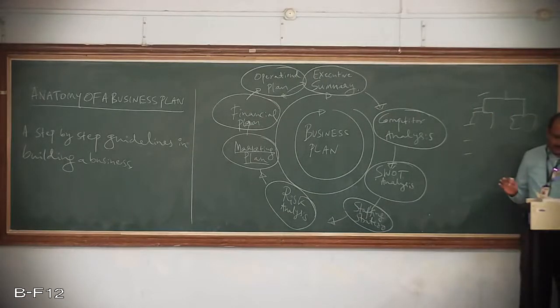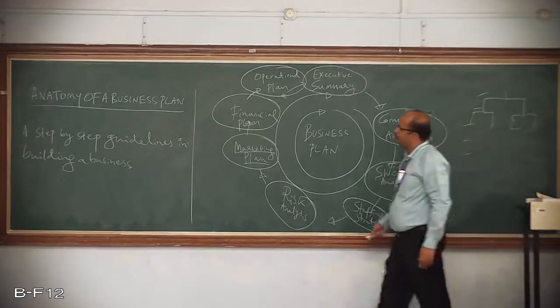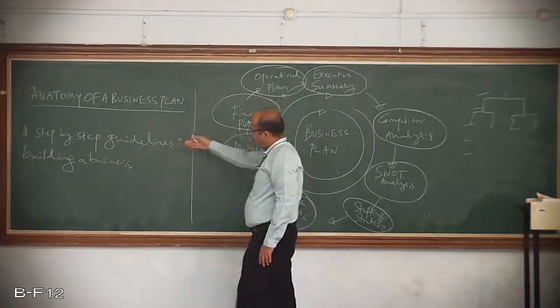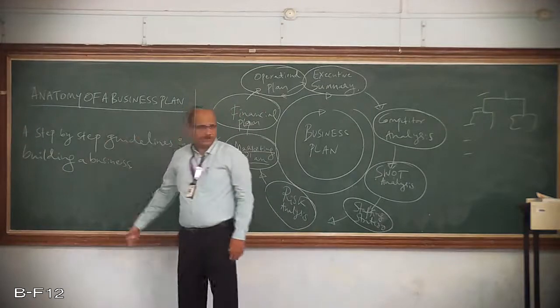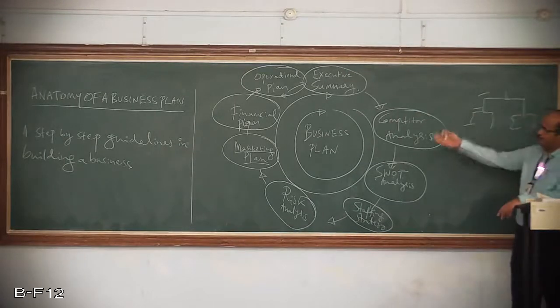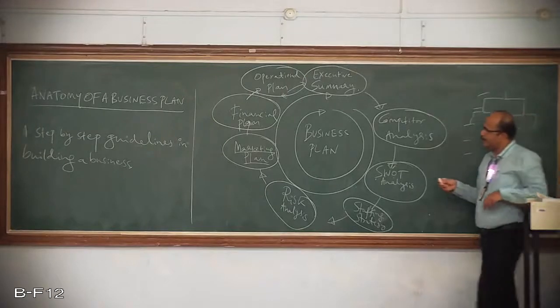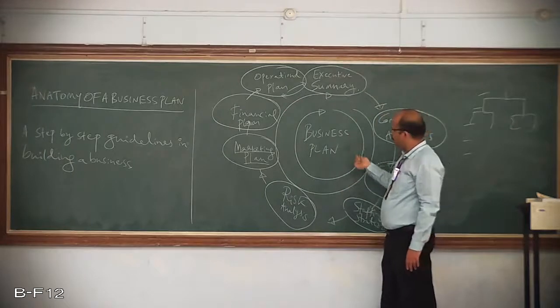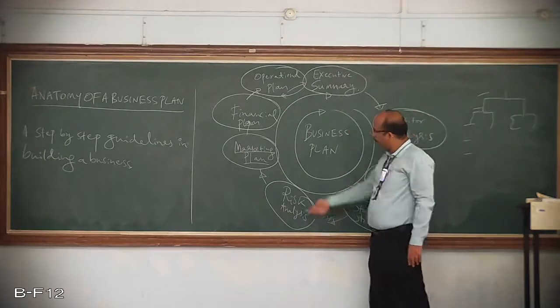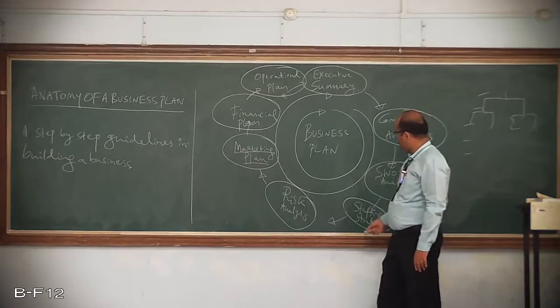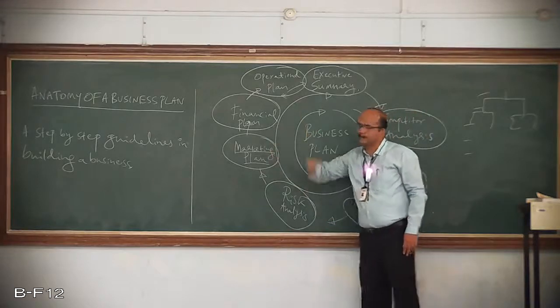So it is the anatomy of a business plan, step-by-step guidelines to building a business. In general, I have shown here, we will discuss, there are 12 to 15 steps, step-by-step guidelines, of the business plan. So a business plan will have this cycle. It will have all this: executive summary, competitor analysis, SWOT analysis, staffing, risk analysis, marketing plan, financial plan, and operational plan.